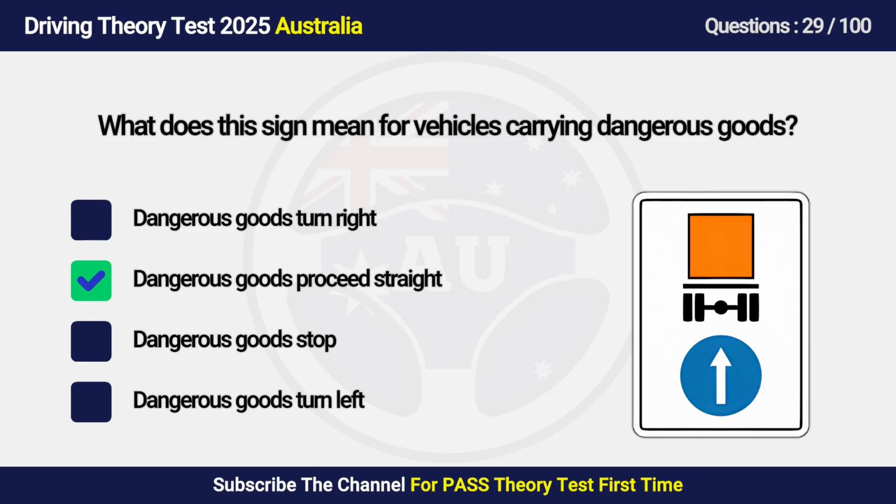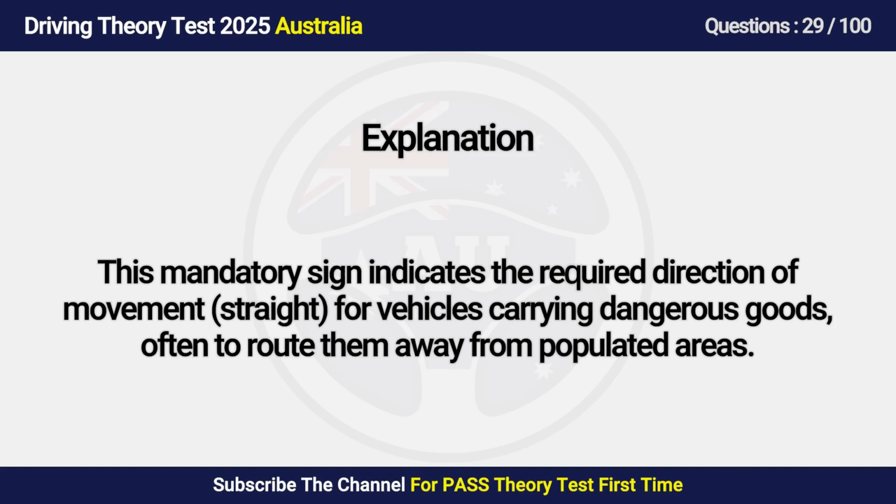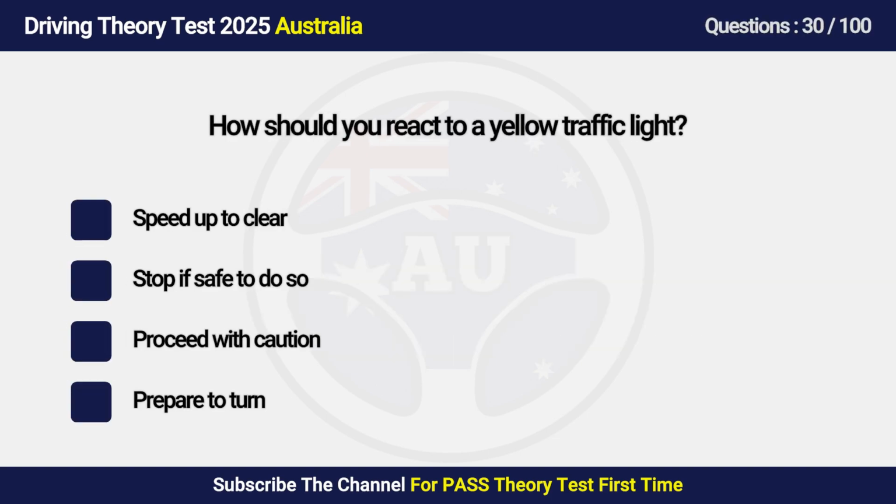Answer is B. Dangerous goods proceed straight. This mandatory sign indicates the required direction of movement, straight, for vehicles carrying dangerous goods, often to route them away from areas. Question 30. How should you react to a yellow traffic light?